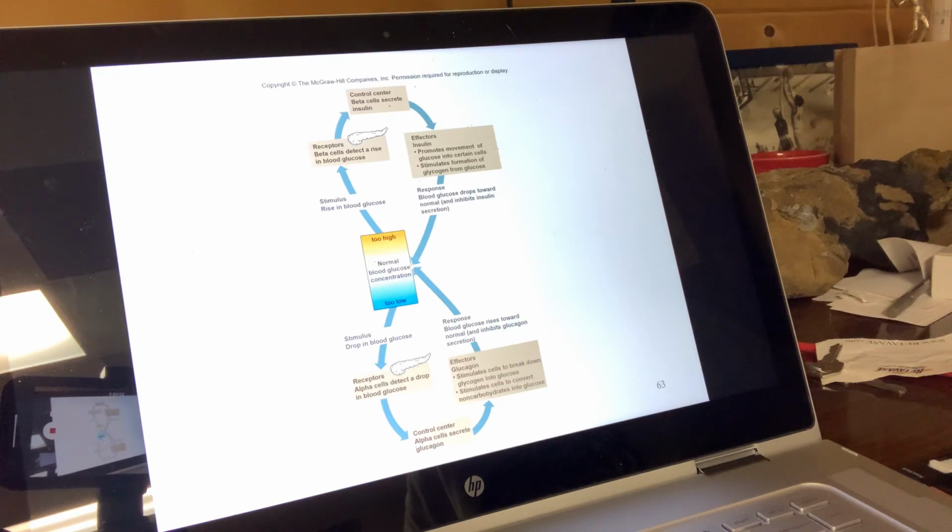Once your blood glucose level goes up to normal, then by negative feedback, this is turned off. So if your blood glucose level goes up, insulin is produced by beta cells to bring it down. If your blood glucose level goes down, the alpha cells of your pancreatic islets produce glucagon that brings it up. And that maintains your blood glucose level at a stable state.